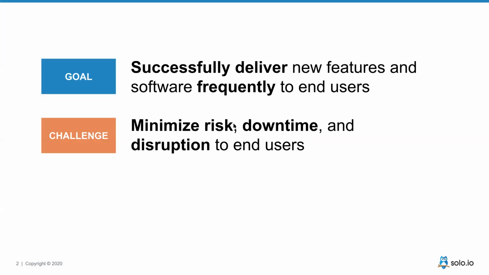So what's the goal? Our goal here is to successfully deliver new features frequently to end users. We want it to be as much of a continuous delivery process as we can. And ideally, we can decentralize that process, so we could define a way for different teams to potentially manage their own upgrades. And Gloo gives you those primitives.